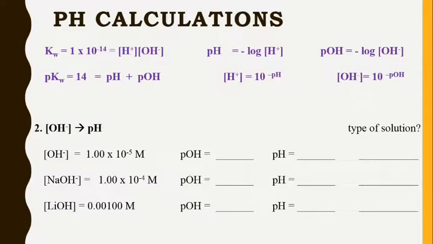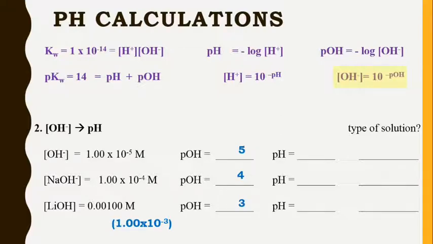Next, we're going to do the same thing with OH. Here I have my OH concentration, looking for the pOH. So we're just going to use that exponent up there to find my pOH. Once again, that last one is a little bit easier if I have it in scientific notation. Or I can just do negative log and get 3.